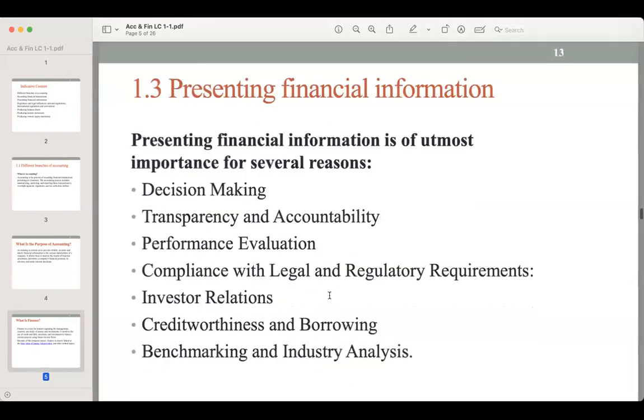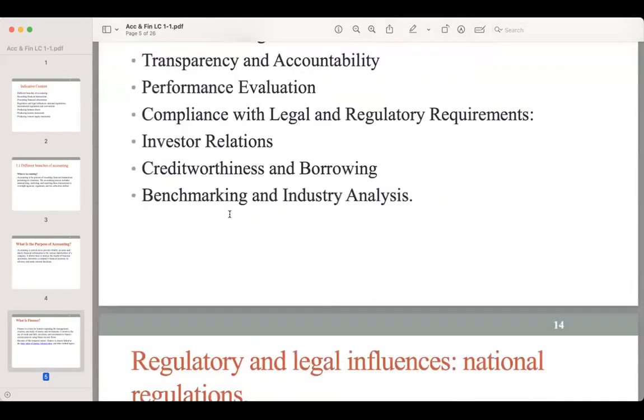Next is creditworthiness and borrowing. When a business needs to borrow funds from banks or other financial institutions, presenting accurate financial information is vital. Lenders use the information to evaluate the creditworthiness of the company and determine the terms and conditions of the loan. Next one is benchmarking and industry analysis. Comparing financial information with industry benchmarks helps companies evaluate their performance relative to competitors. It provides insight into areas where the company is excelling or lagging, and enables them to make necessary adjustments.